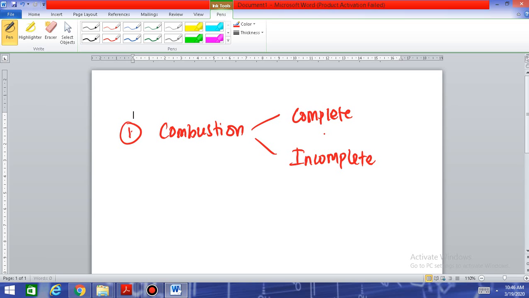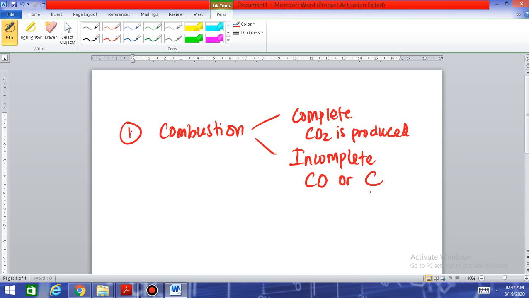Complete combustion occurs when oxygen used to burn the organic compound is enough or more than enough. So carbon dioxide is produced, while incomplete combustion occurs when oxygen used to burn the organic compound is limited or very limited. So carbon monoxide or carbon is produced instead of carbon dioxide.